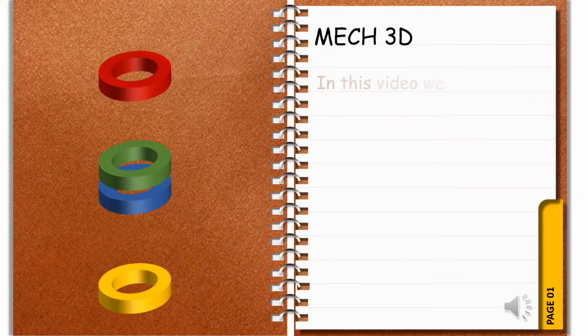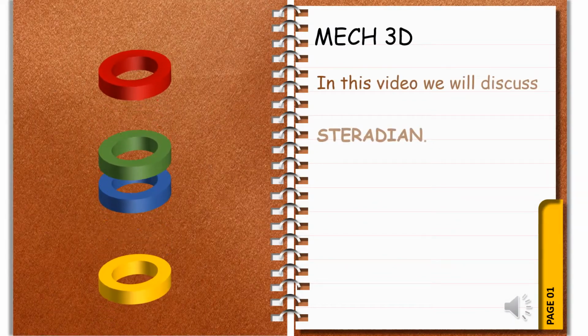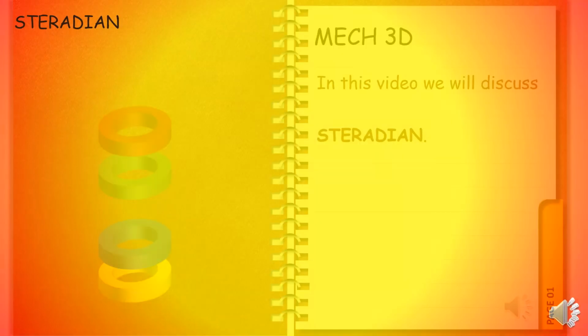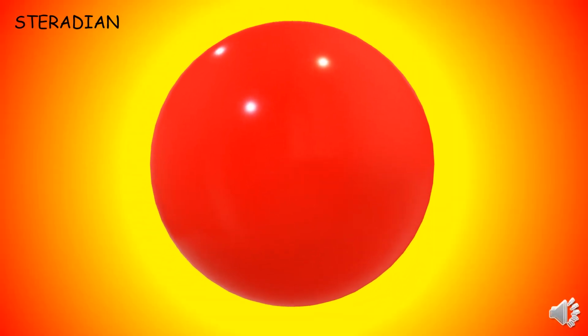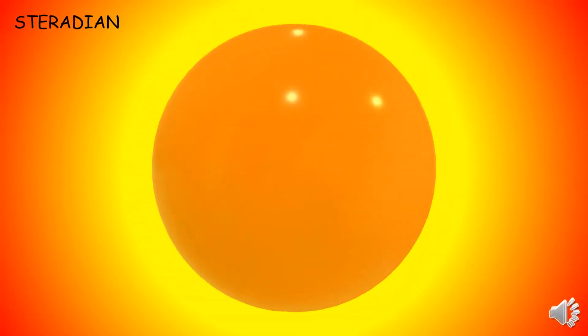In this video, we are going to discuss Steradian. To understand Steradian, consider a sphere as shown. This sphere has a center at point O and the radius is denoted by small r. Now draw a circle on the surface of the sphere.